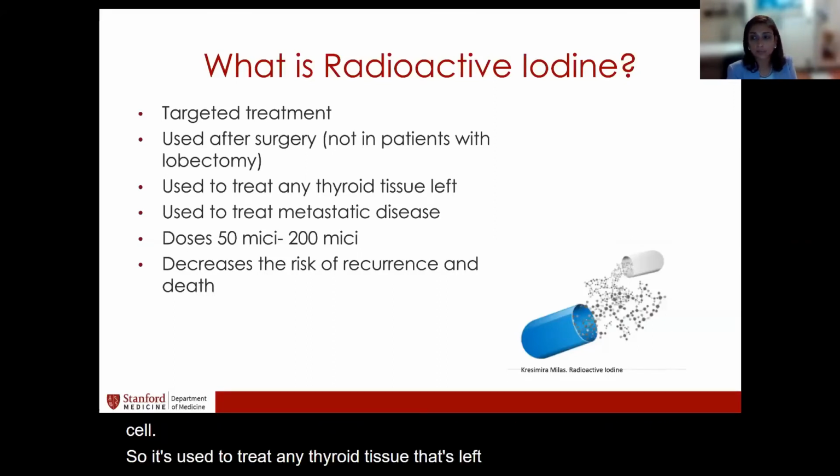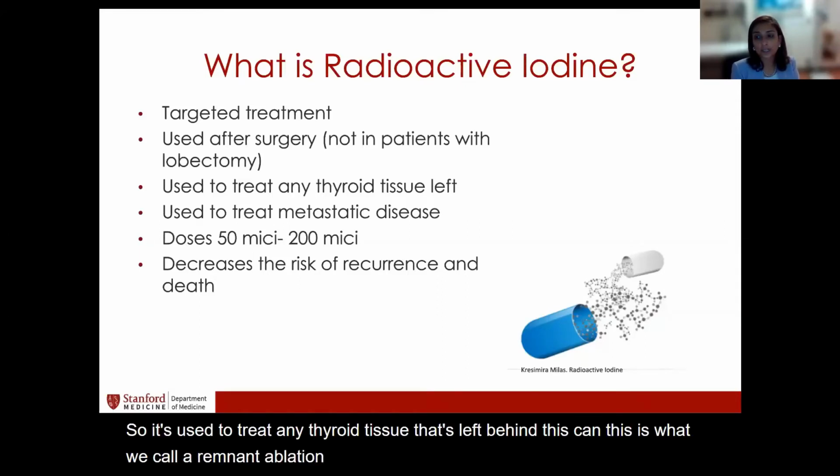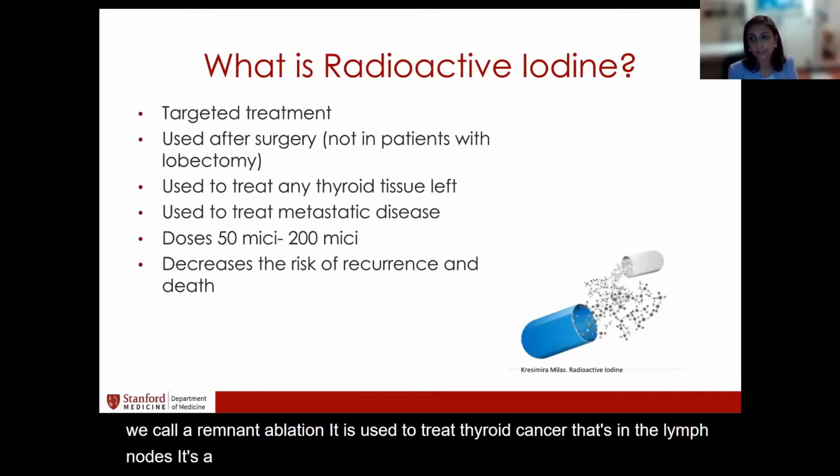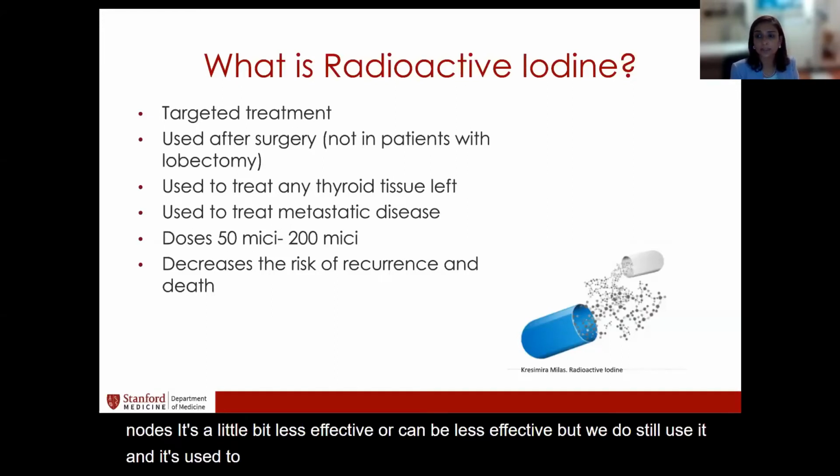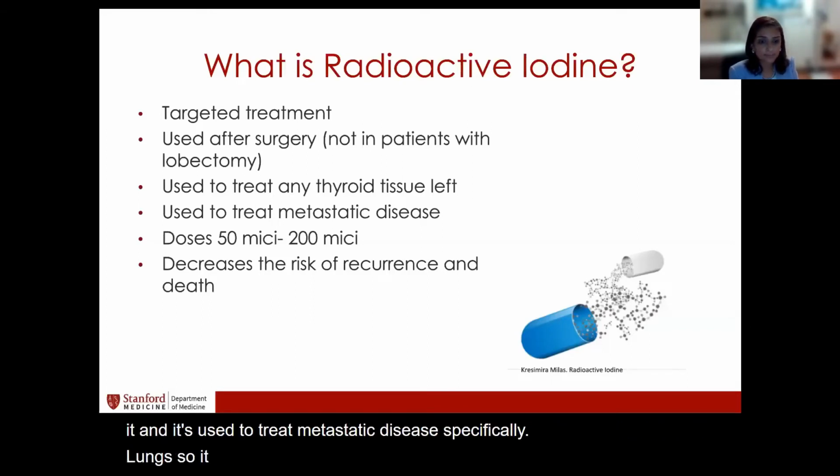This is what we call a remnant ablation. It is used to treat thyroid cancer that's in the lymph nodes. It can be less effective there, but we do still use it. And it's used to treat metastatic disease, commonly to the lungs, so it will treat those lung nodules.